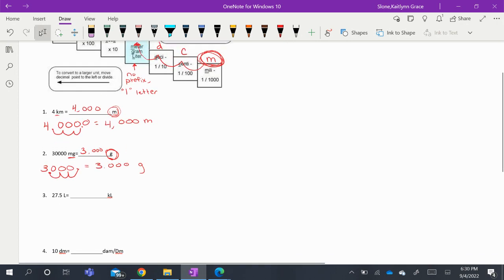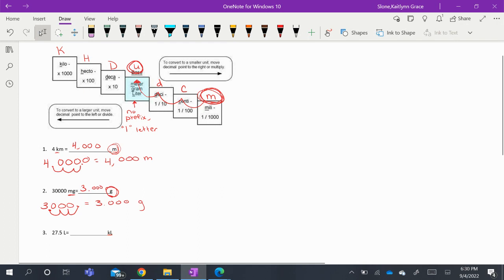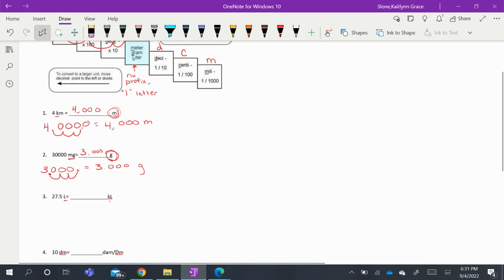All right, the third one. Okay, it looks like this time we're starting with that no prefix, that one letter, and then we're ending up at K, kilos. So we're going to start at U, and then go to K. So 1, 2, 3 times to the left. We're going up, so that's to the left. So 3 times to the left.